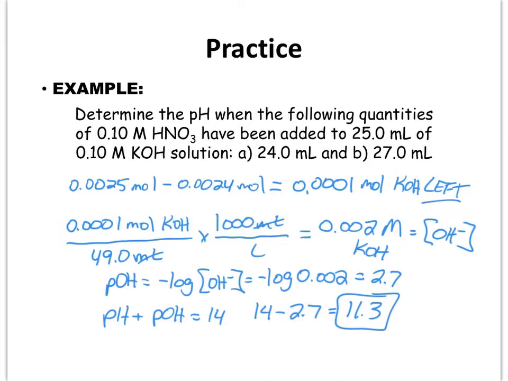This should make sense. We haven't reached the equivalence point yet. Remember, at the equivalence point, it would be a pH of 7. We have added some acid here, but the base still remains, so we would expect a more basic pH for at least part A.